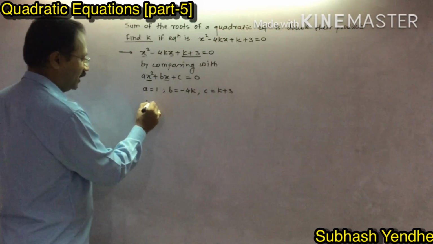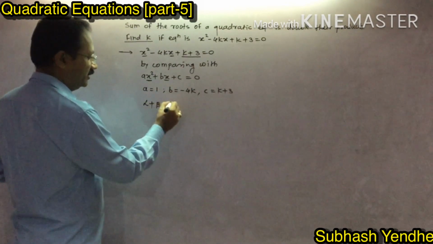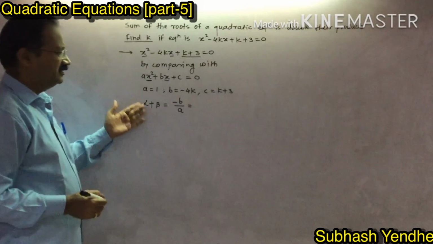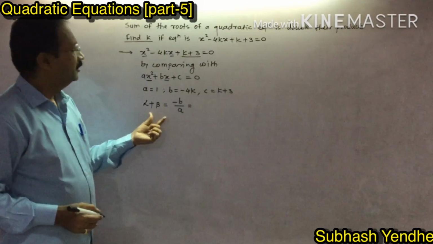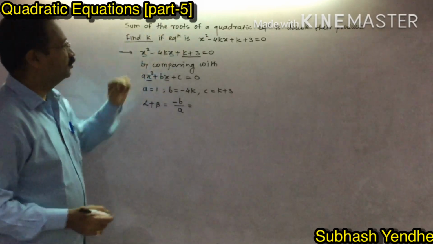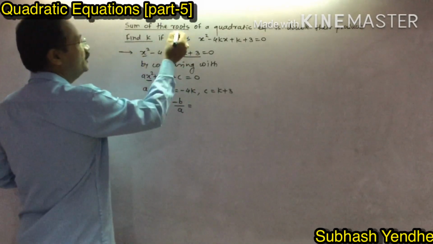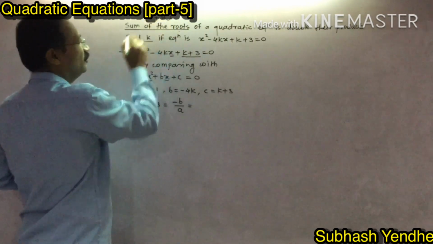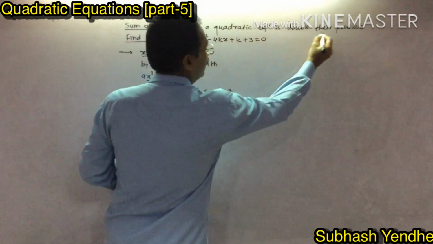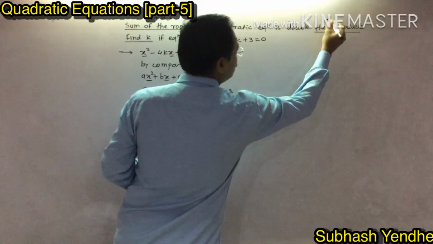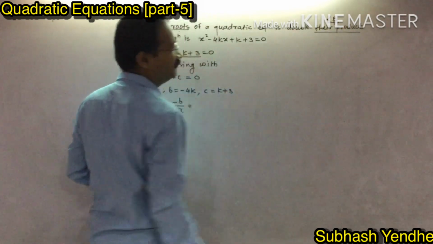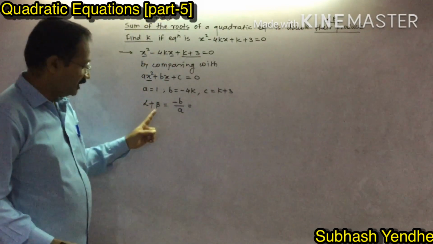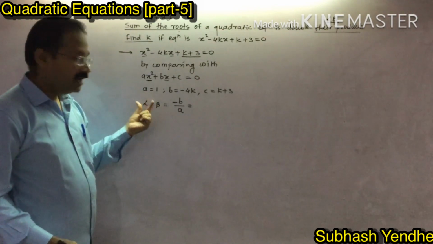Here you have to find out the value of alpha plus beta first. Alpha plus beta equals minus b upon a. Why am I finding the value of alpha plus beta? Because read it: the sum of the roots. Which are the roots? Alpha and beta. Sum of the roots means alpha plus beta. And then double their product. The product of the roots means alpha beta. So remember this: sum of the roots means alpha plus beta. That's why I am going to find the value of alpha plus beta.